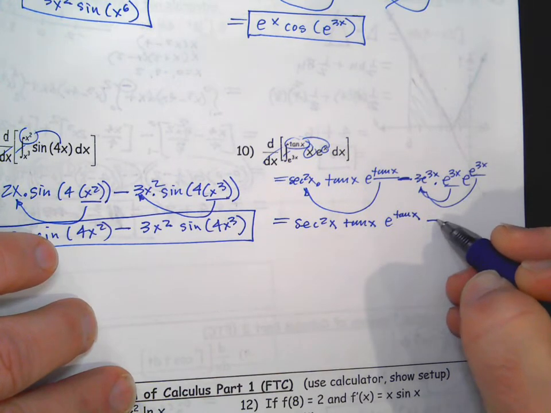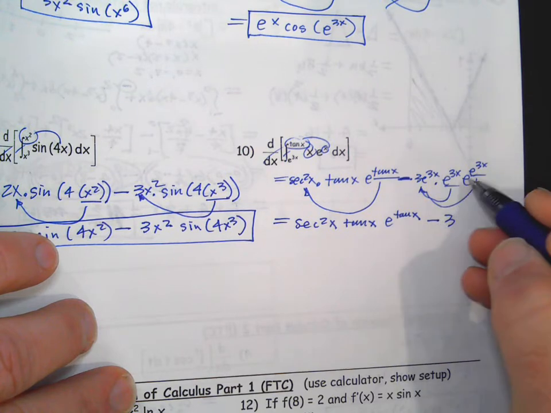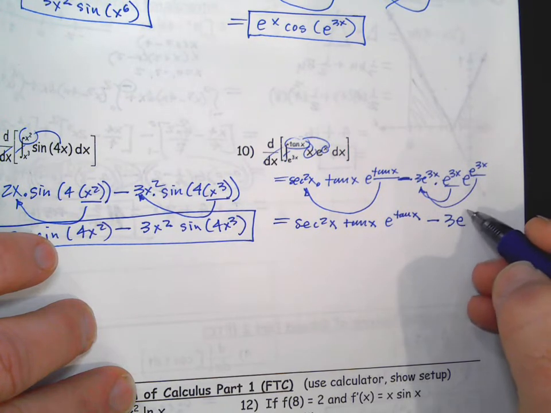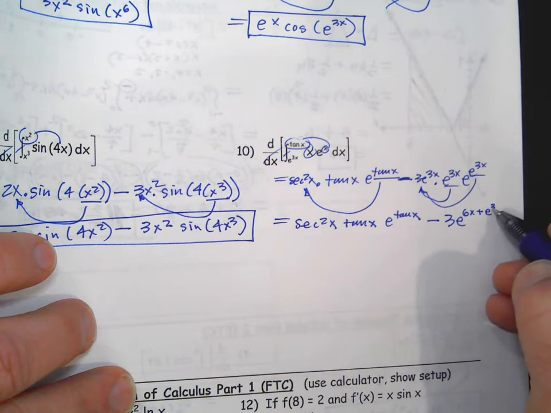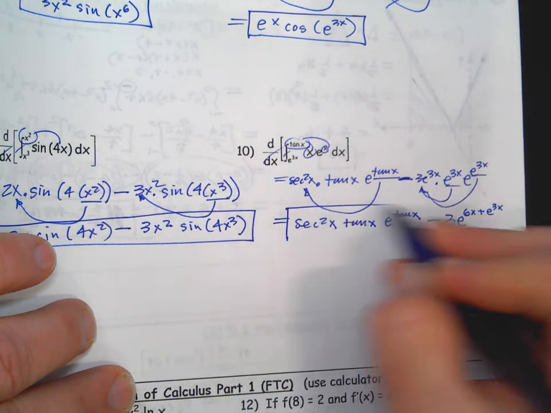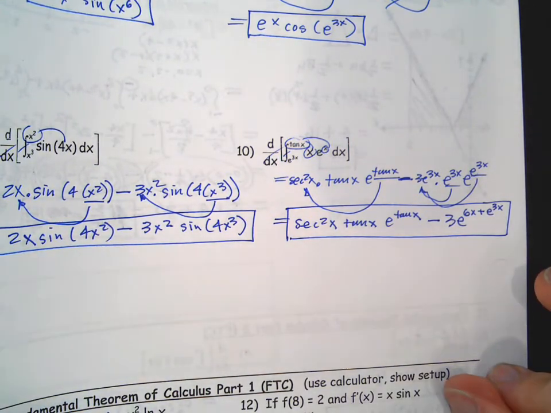minus, we could do a little bit of cleaning this up. Rules of exponents say you could add all these up. So it'd be e to the 6x plus e to the 3x, all inside that exponent. Make sure that's clear. That's it. Those are fast.